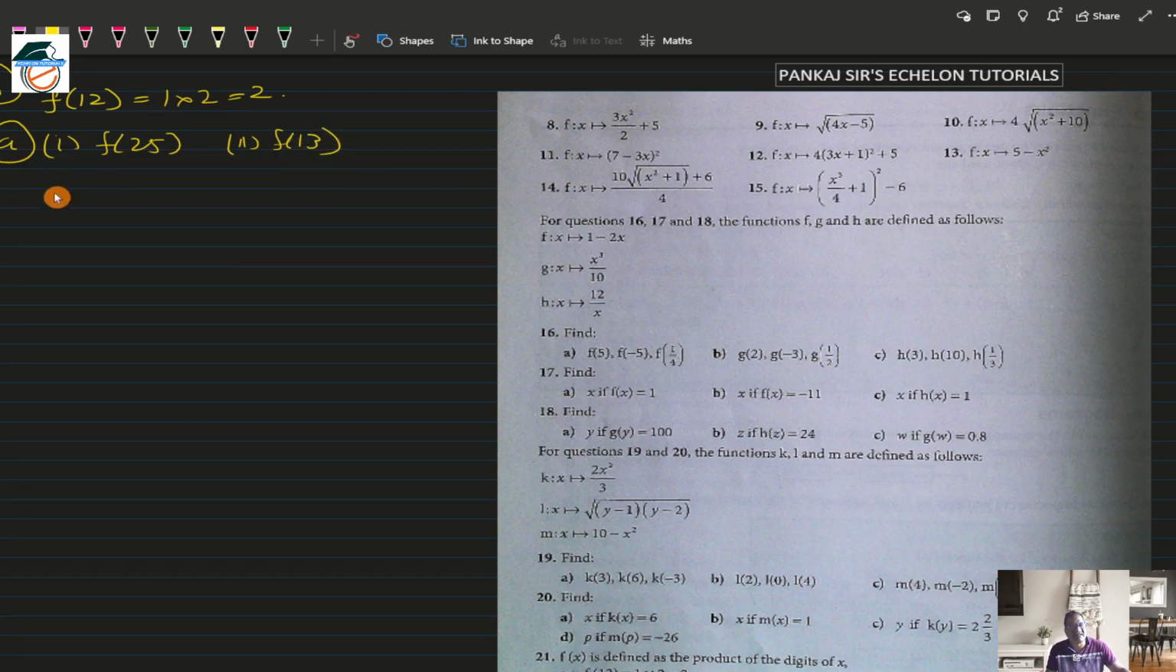So going by this, f of 25 should be equal to 2 into 5, that is 10, and f of 13 should be equal to 1 into 3, that should be equal to 3. So the answer for A 1 and 2 is 10 and 3.